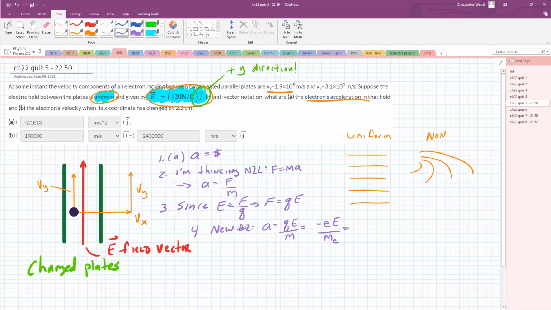And with even more numbers now, I have negative 1.6 times 10 to the minus 19th coulombs. That's the fundamental charge. So q is negative e, I've taken care of negative e. Here's the electric field. E is given to me as 120 newtons per coulomb in that plus y direction. So I am good to go with that. And my denominator is the mass of an electron, 9.11 times 10 to the minus 31st kilograms. In the interest of time, I will assume you will do the dimensional analysis at some point.